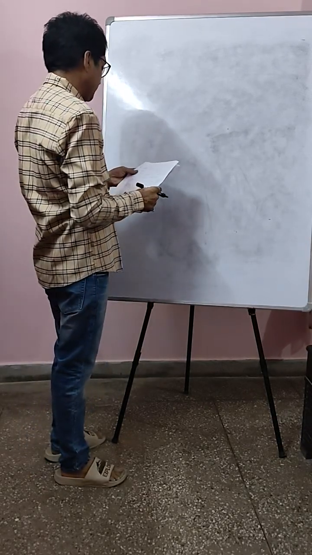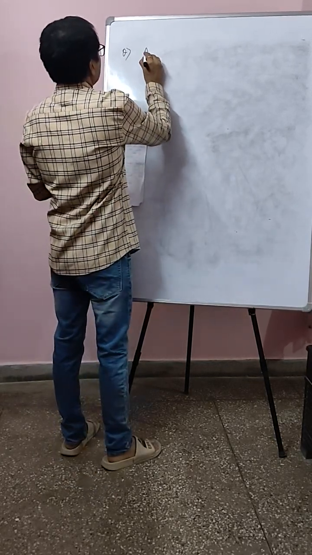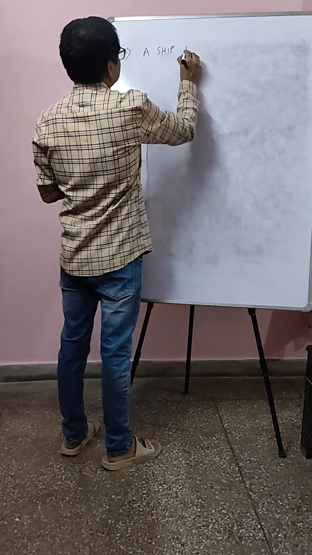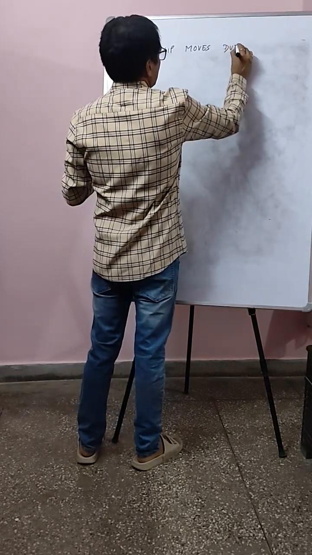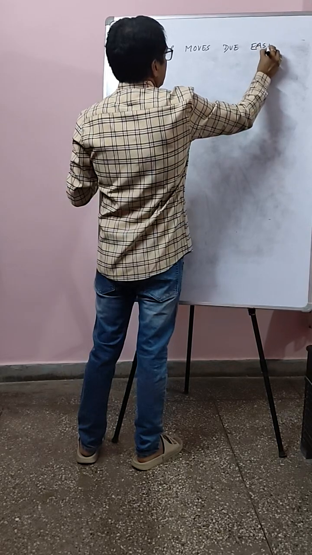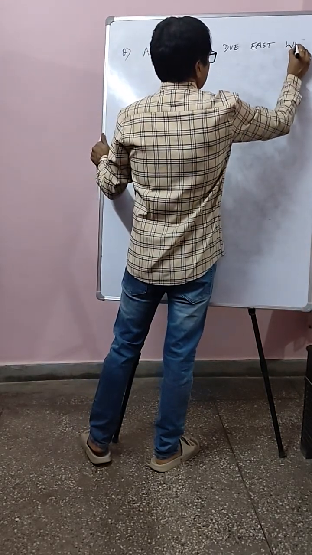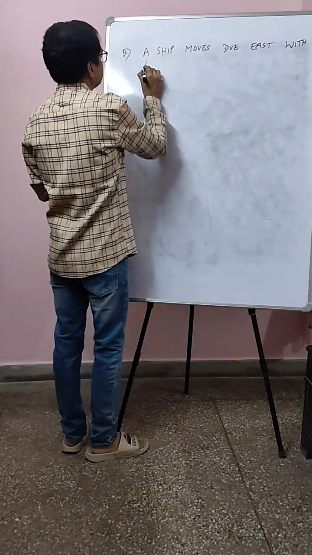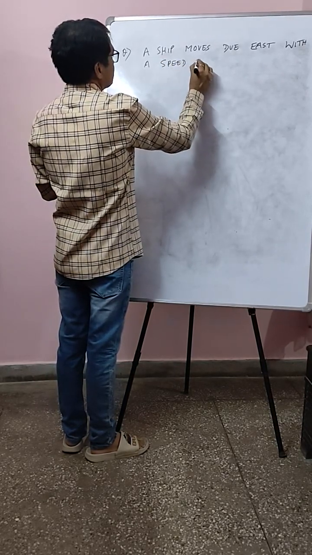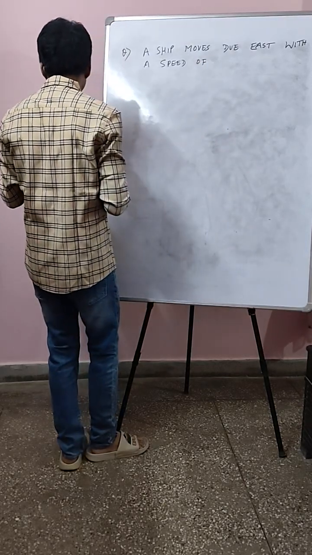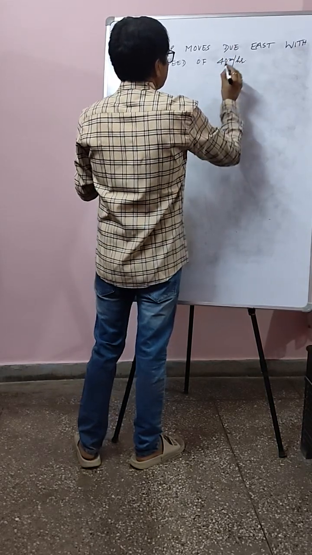Okay. Now another question. A ship moves due east with a speed of 40 meters per hour for 1 hour.